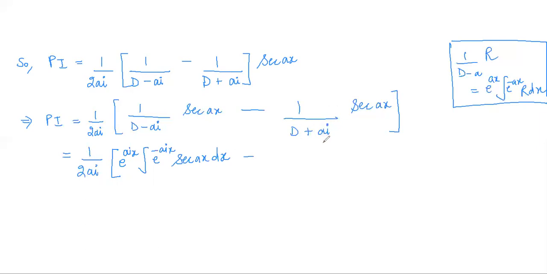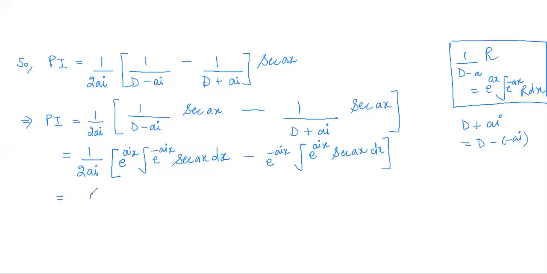Here, if I talk about a, how we can write this? D plus a iota is actually this. So here a is minus a iota. So using this rule, it will become e raised to power minus a iota x, and the integration will be integrand e raised to power a iota x, r is secant ax dx. We have to evaluate these two integrals.